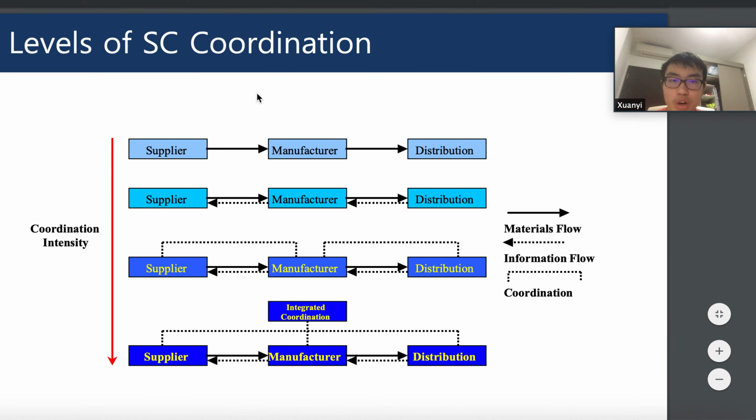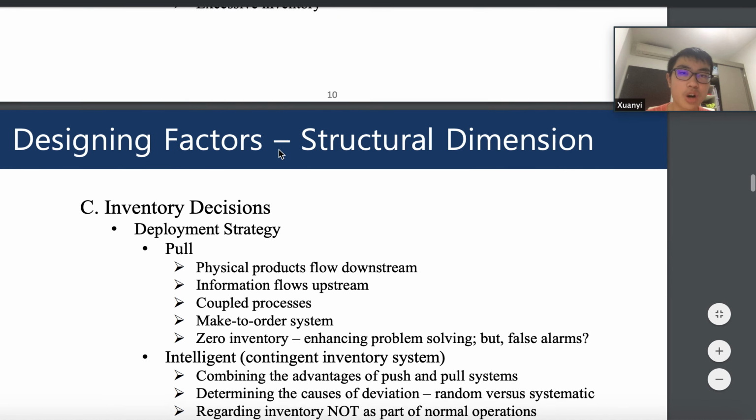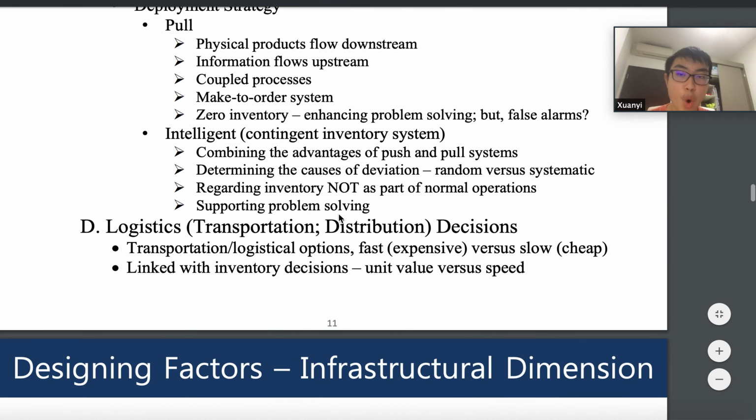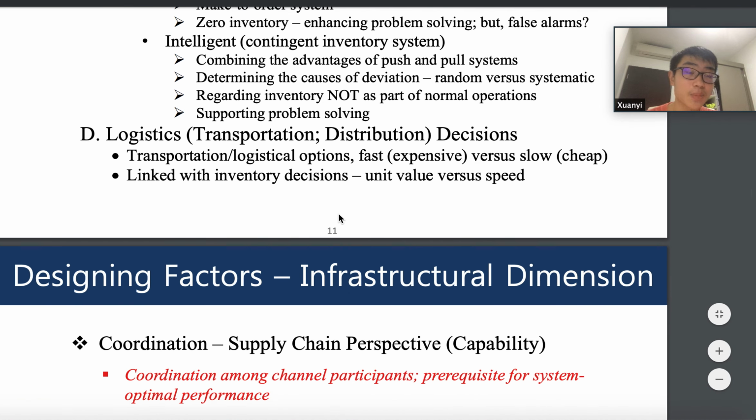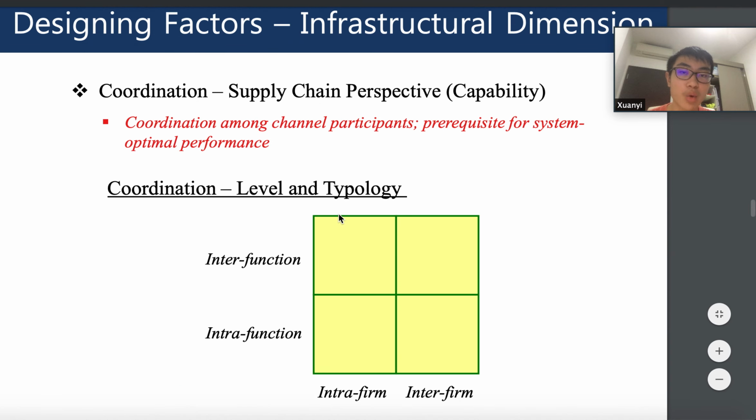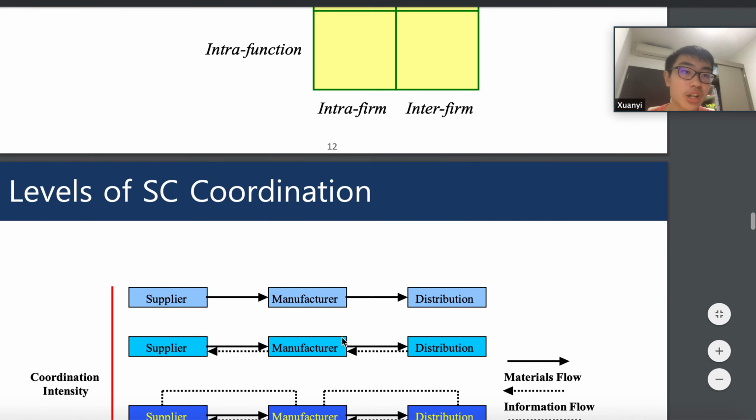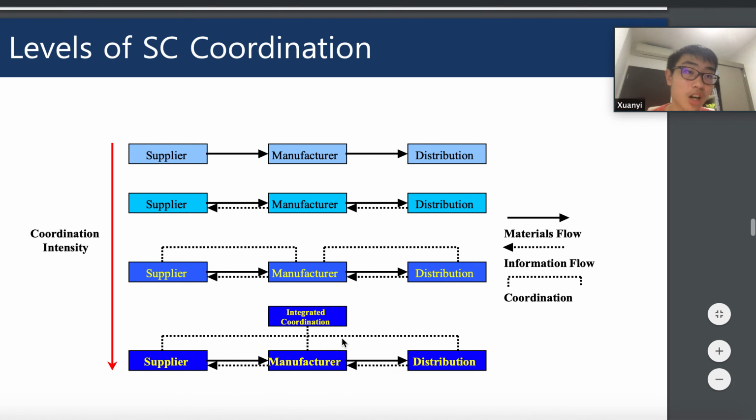Okay, moving on to our coordination. Okay, let's take a rest first. I'll continue this part in our part 3. In this video, I first went through the push and pull strategies. Then I discussed a little bit about logistics, and I went through intra-function and inter-function. I will try to keep this video short, so we'll start discussing coordination more deeply in part 3 of our video.